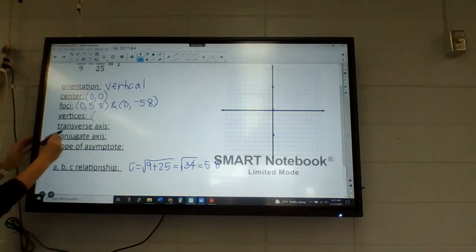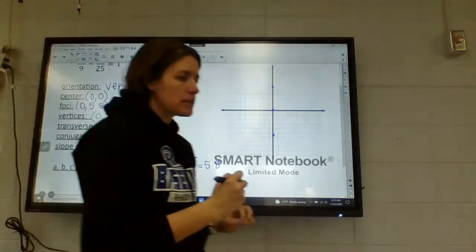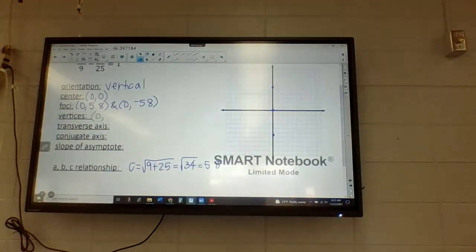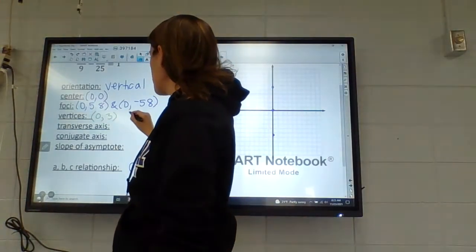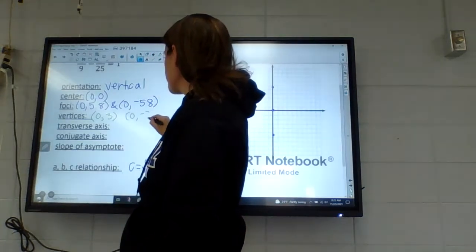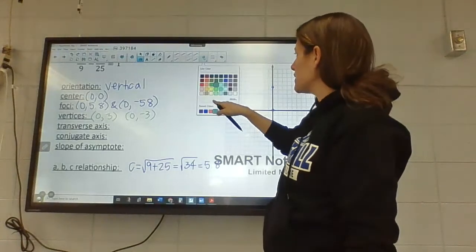So this one's going to be 0, 3, right? That's our a value. And then 0, negative 3. So up 3, down 3.